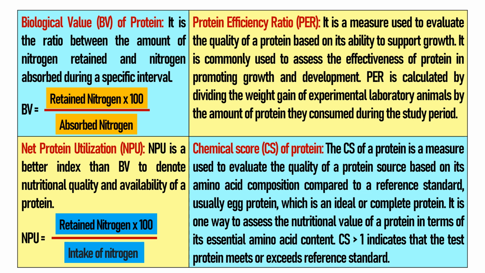Chemical score of protein is a measure used to evaluate the quality of a protein source based on its amino acid composition compared to a reference standard, usually egg protein, which is an ideal or complete protein. It is one way to assess the nutritional value of a protein in terms of its essential amino acid content. A chemical score greater than 1 indicates that the test protein meets or exceeds the reference standard.